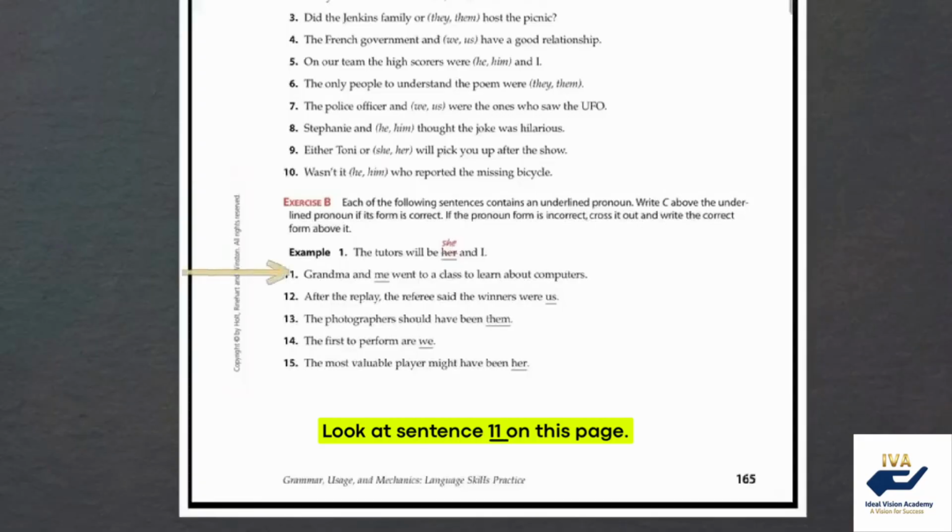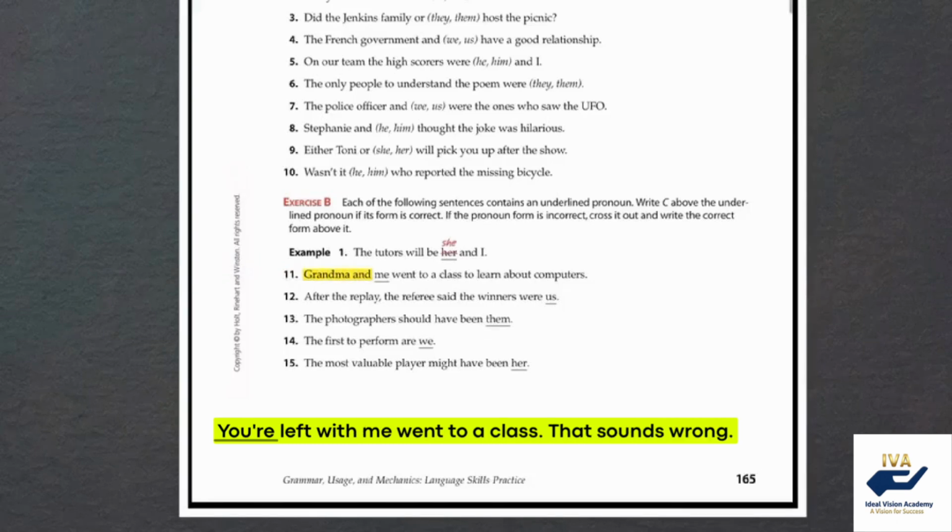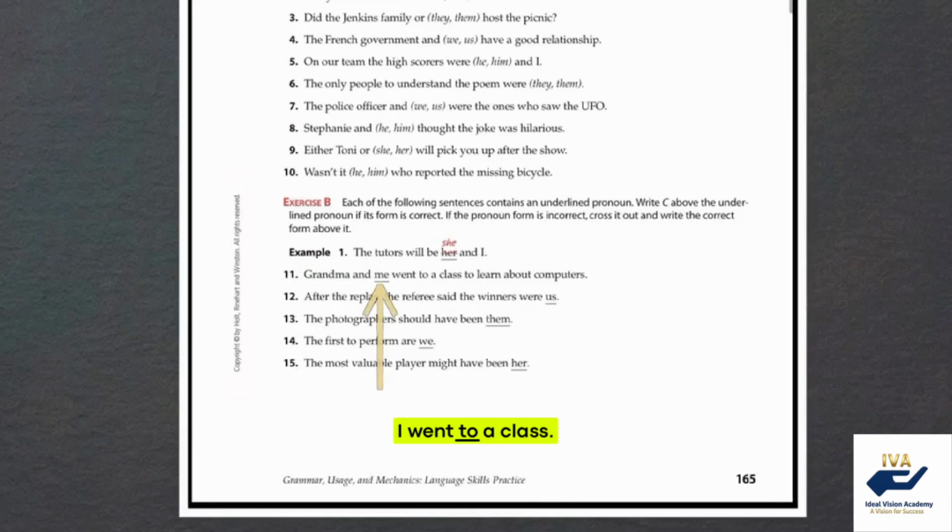Look at sentence 11 on this page. Grandma and me went to a class. To solve this, cross out grandma and. You're left with me went to a class. That sounds wrong. Swap it back to the doer form. I went to a class.